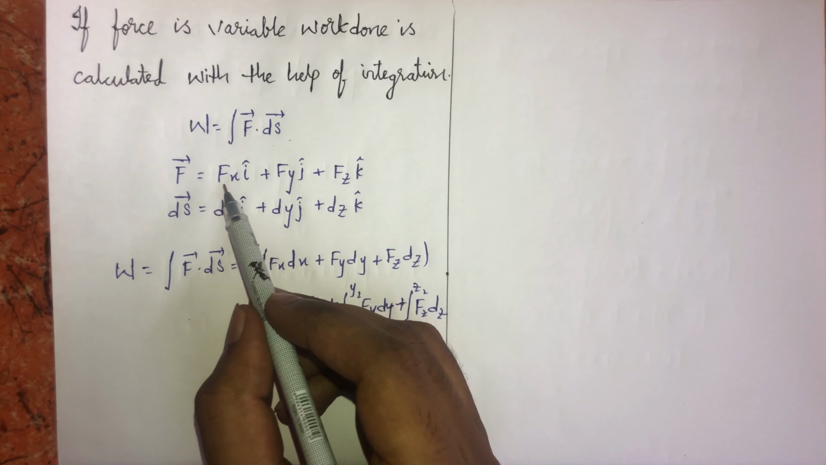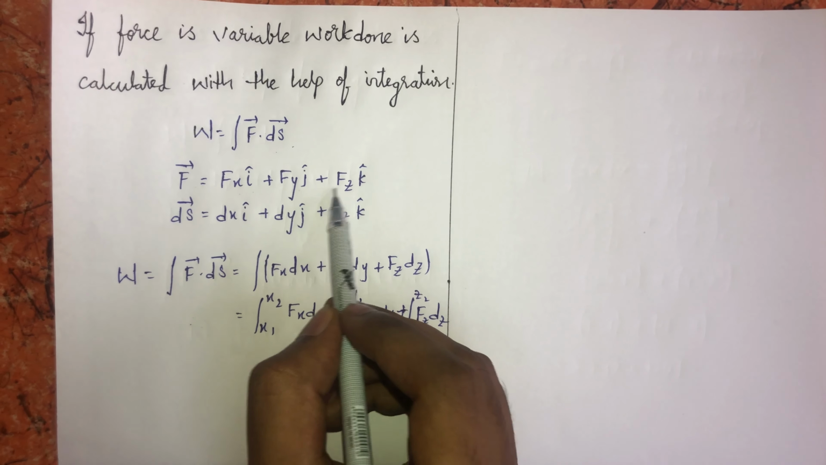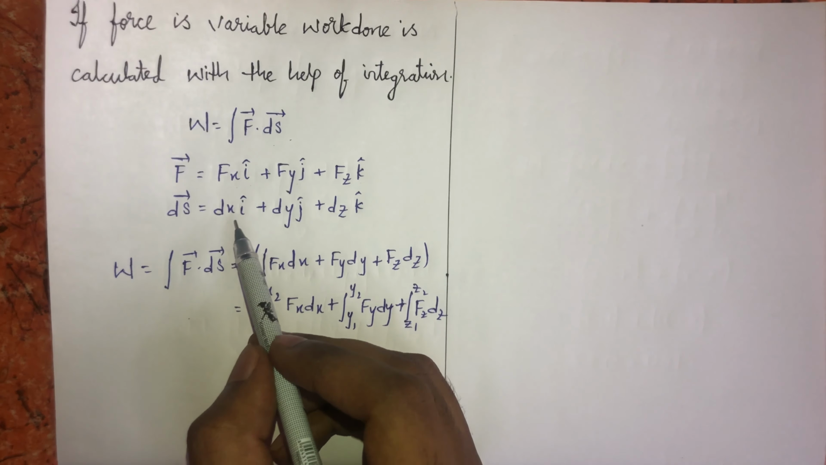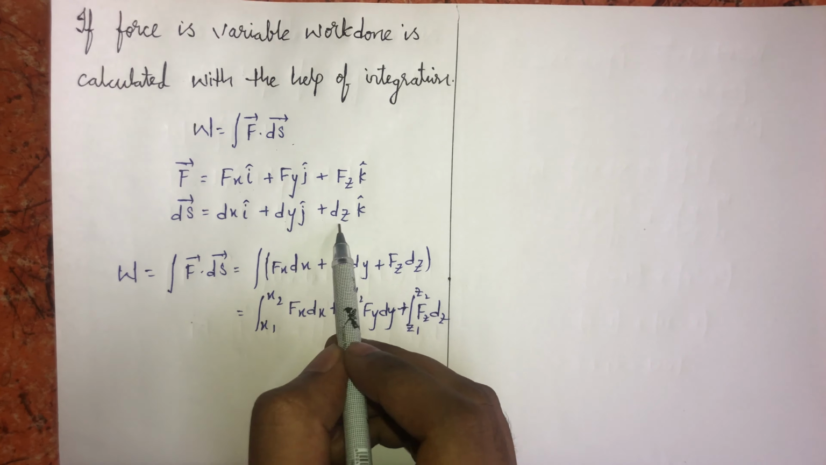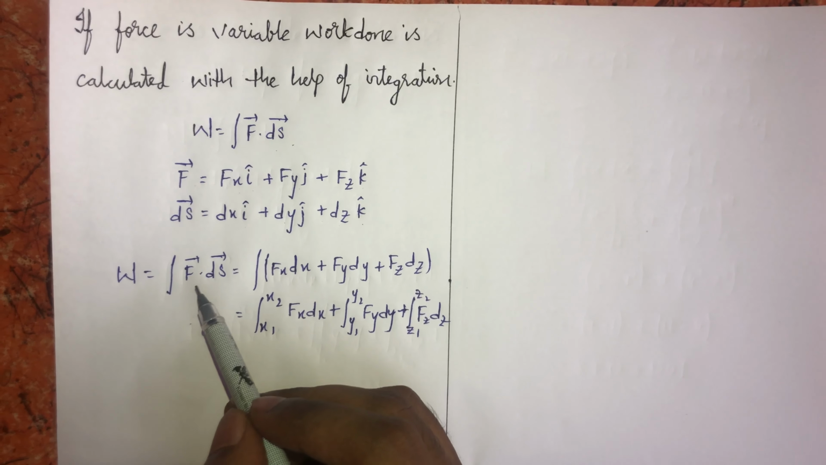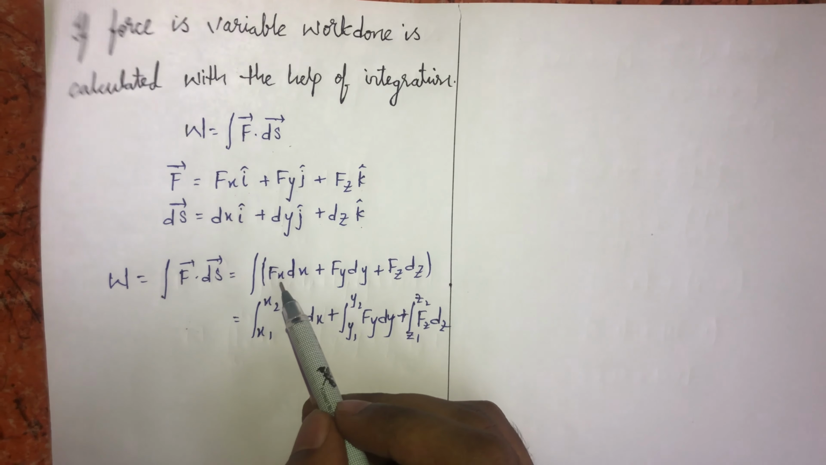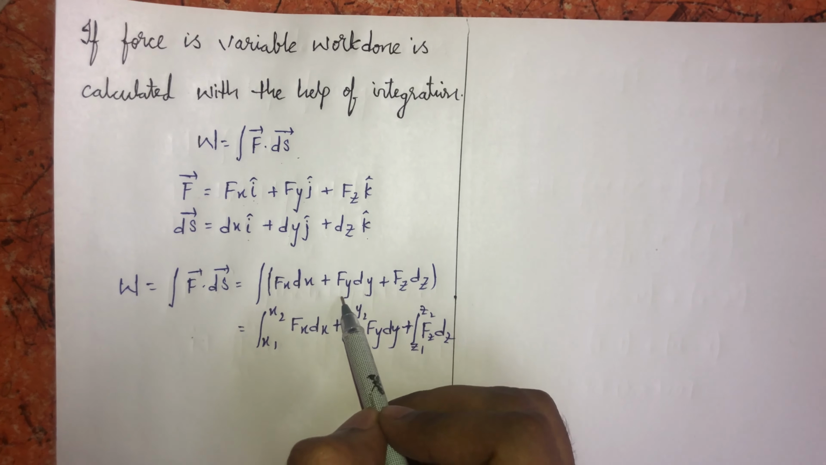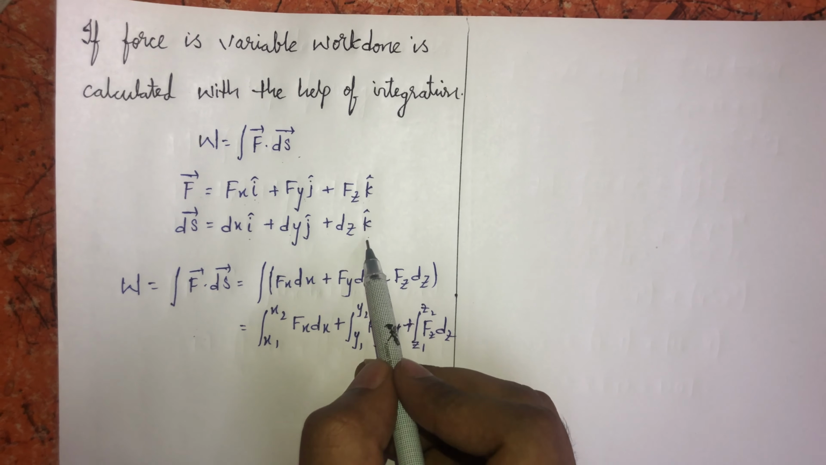If the variable force is given as Fx i plus Fy j plus Fz k, and the displacement component is given as dx i plus dy j plus dz k, then work done will be equal to the integration of F dot ds, so integration of Fx dx plus Fy dy plus Fz dz.